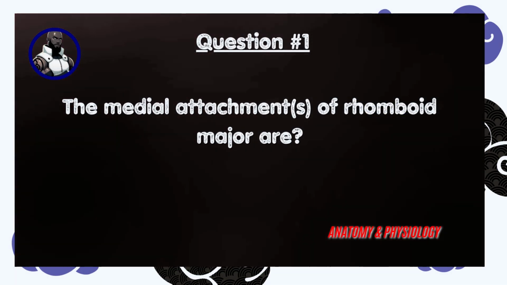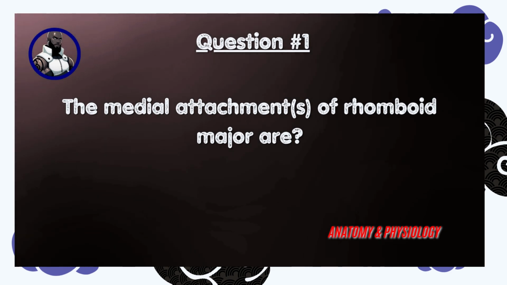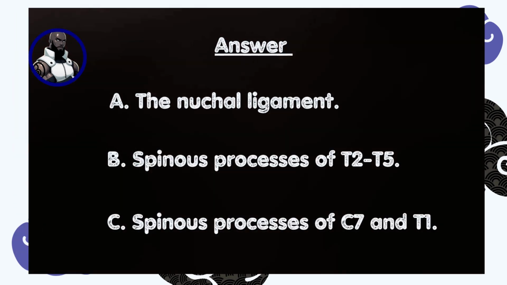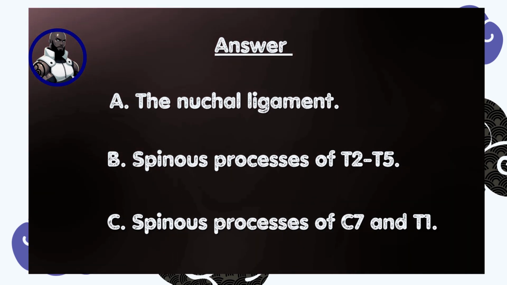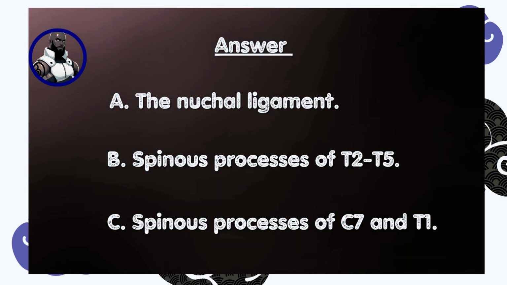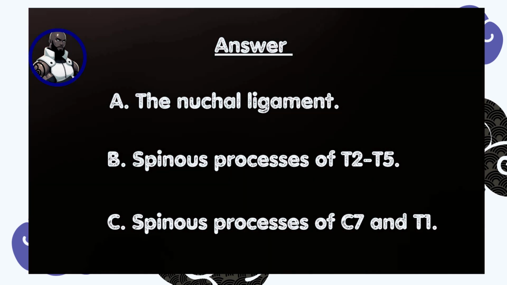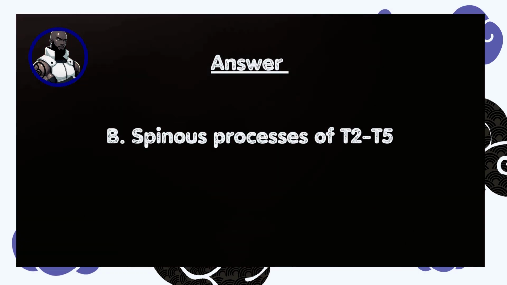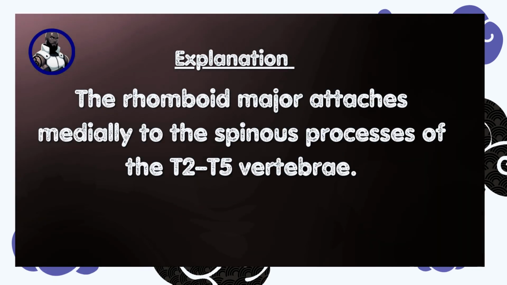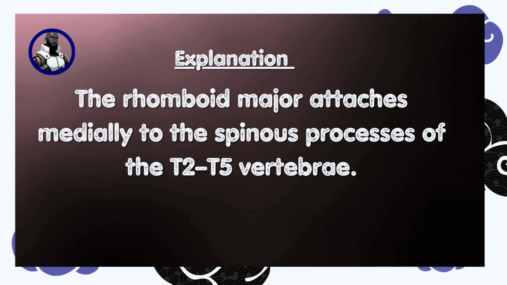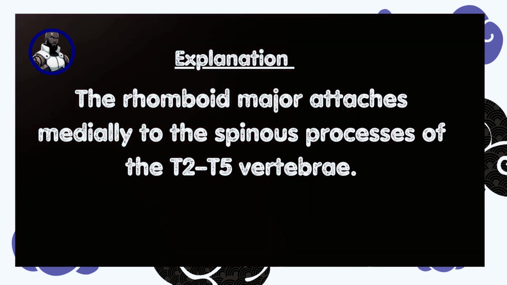The medial attachments of rhomboid major are: A. Nuchal ligament, B. Spinous processes of T2 through T5, C. Spinous processes of C7 and T1. And the answer is B. Spinous processes of T2 through T5. Explanation: The rhomboid major attaches medially to the spinous processes of the T2 through T5 vertebrae.